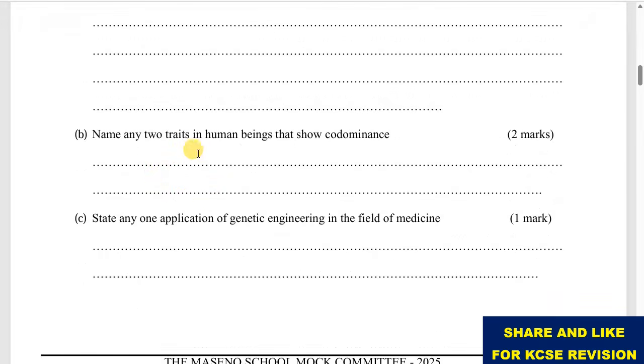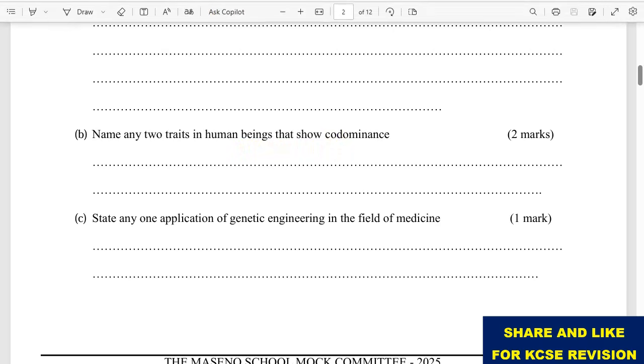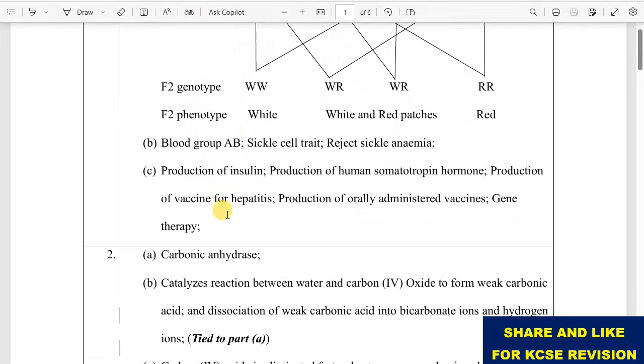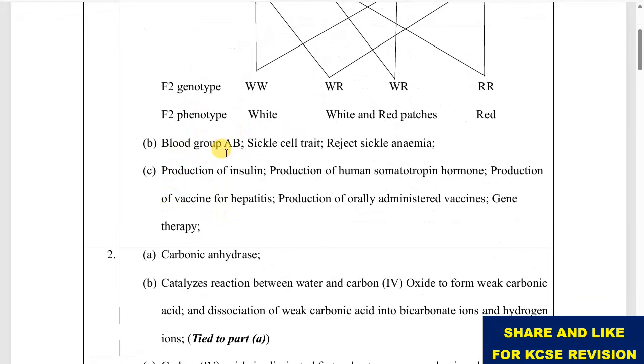Name two traits in human beings that show codominance. Codominance: blood group AB, sickle cell trait, sickle cell anemia.